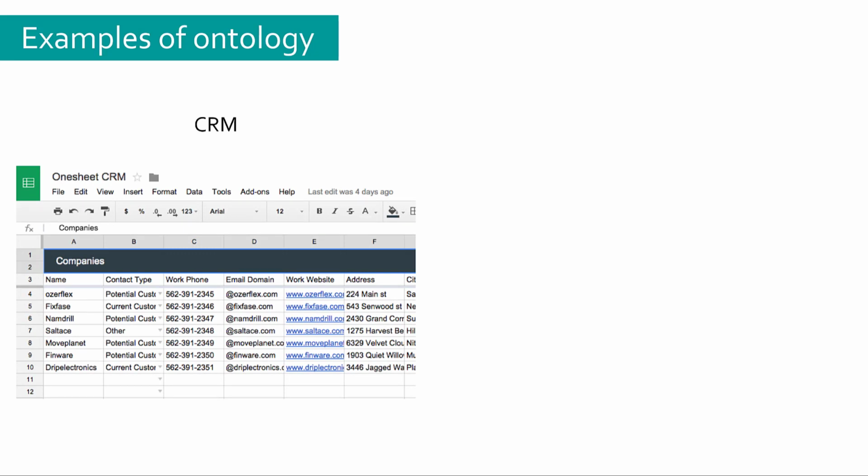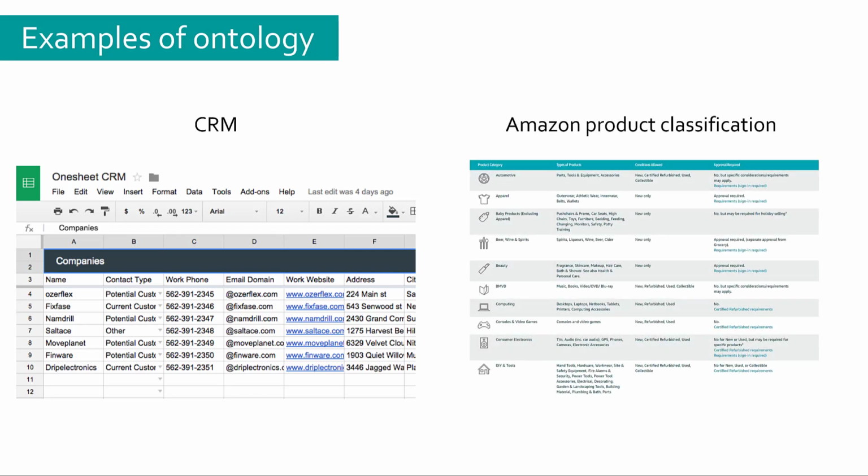But ontologies are not limited to scientific or complex research. Everybody has developed or interacted with some form of ontology. For instance, if you have a customer relationship management system, it is likely that you would have defined some or all of its fields and properties. Another example of a widely used ontology is the Amazon product classification.